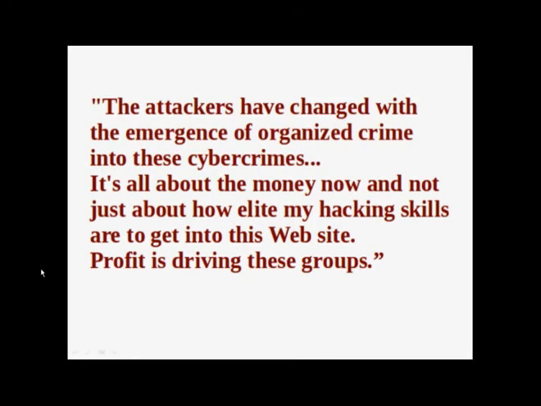FBI agent J. Keith Malarski conducted a 2-year investigation posing as a cybercriminal, running a website where criminals traded and sold credit card numbers, malware, and botnet services. He had this to say about the changing face of the hacking scene. The attackers have changed with the emergence of organized crime into cybercrime. It's all about the money now, and not just about how elite my hacking skills are. Profit is driving these groups.